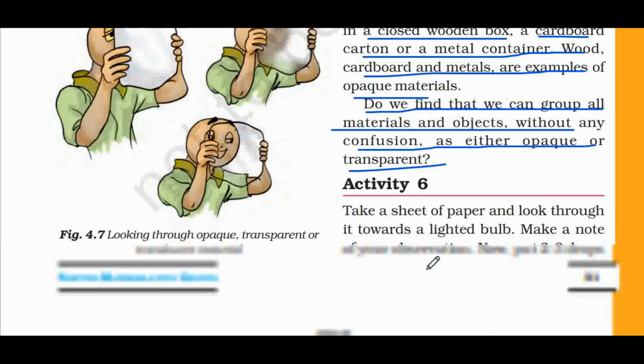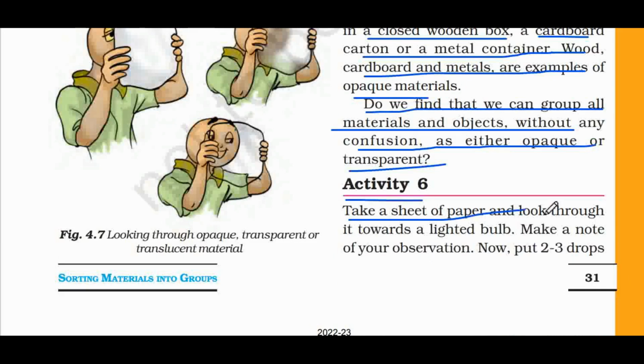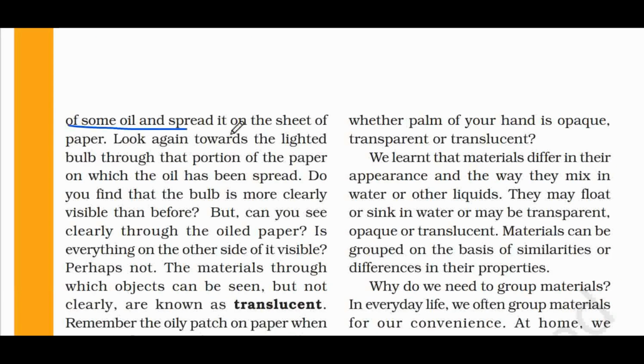Activity 6. Take a sheet of paper and look through it towards a lighted bulb. Make a note of your observation. Now, put 2-3 drops of some oil and spread it on the sheet of paper. Look again towards the lighted bulb through that portion of the paper on which the oil has been spread. Do you find that the bulb is more clearly visible than before?